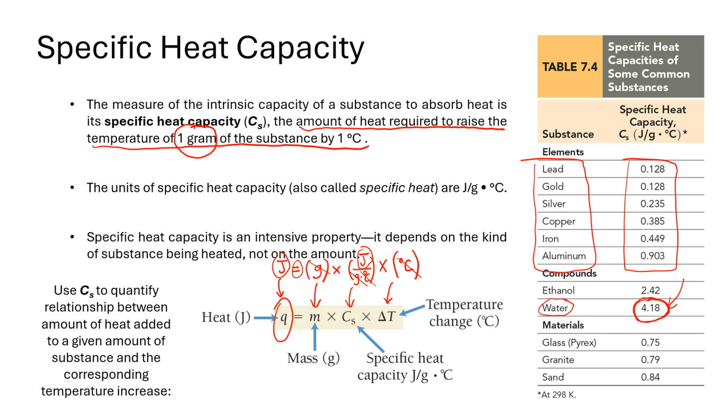So bottom line is you can use Q equals MC delta T to quantify this relationship between heat added to a given amount of substance and then the corresponding temperature increase, okay? We've done some problems related to Q equals MC delta T. Okay, so we did practice some problems. I'm not going to go over them again. You can go look at problem set 23. I'm just recapping all this because we're going to use all this information for the next concepts that we're about to introduce.